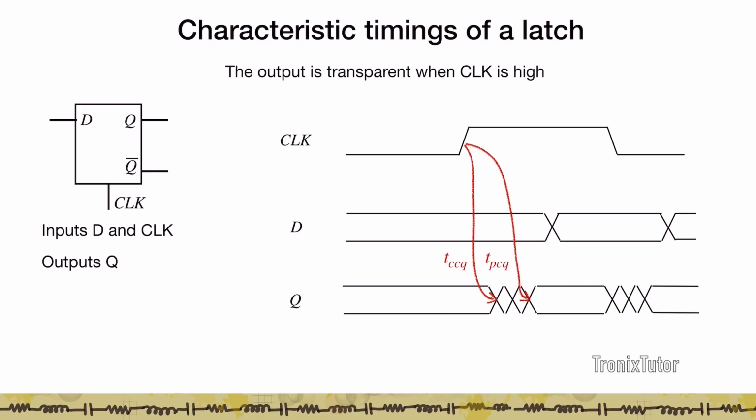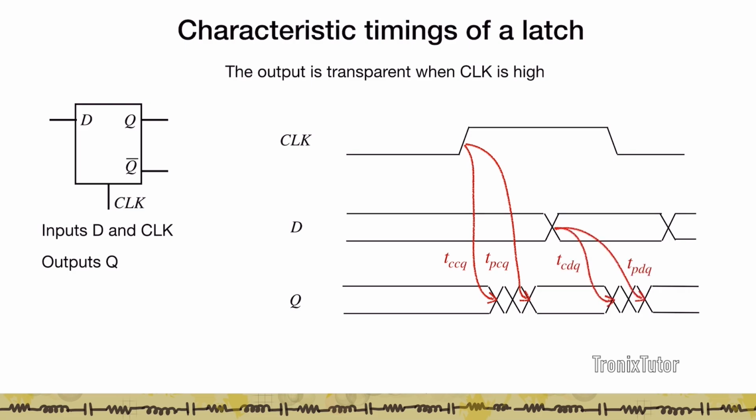Now, when the clock goes high is when the gate opens. So when the clock goes high, whatever's at D is going to be transmitted to Q. Therefore, there are two timings that exist for when the clock goes high and when the latch opens. The earliest Q can settle down is known as the contamination delay from clock to Q, and similarly you have a propagation delay from clock to Q.